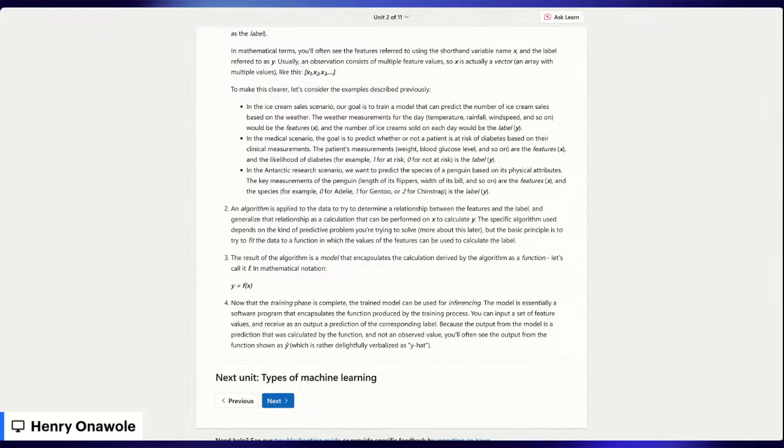Then point 4. Now that the training phase is complete, the trained model can be used for inferencing. The model is essentially a software program that encapsulates the function produced by the training process. You can input a set of feature values and receive as an output a prediction of the corresponding label. Because the output from the model is a prediction that was calculated by the function and not an observed value, you will often see the output from the function shown as y-hat, verbalized as y hat.